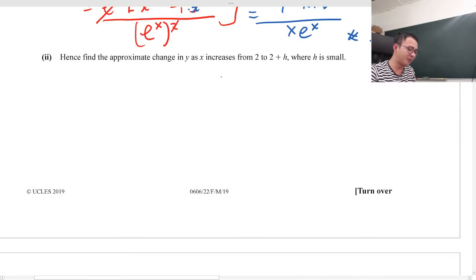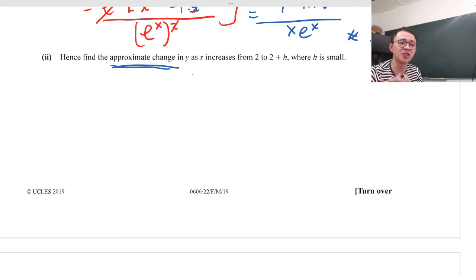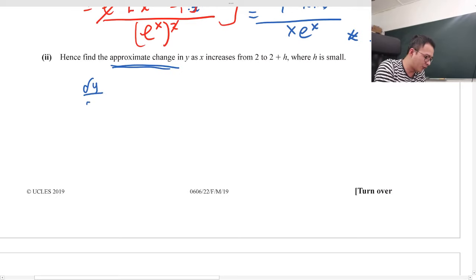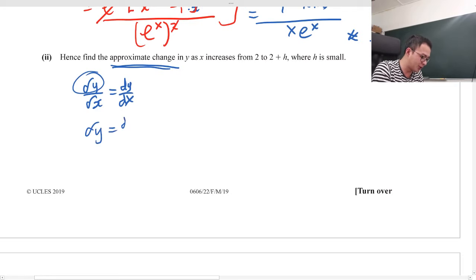Alright, so find the approximate change in y when x is changed from 2 to 2 plus h. When you see approximate change, what you need to think is this is a small change. So for small change, we will use the small change formula, which is change of y over change of x equals dy/dx. They ask us to find the approximate change in y, that means the change of y. So in order to find this, it equals dy/dx multiplied by change of x.